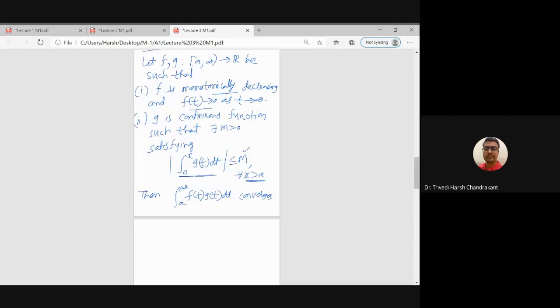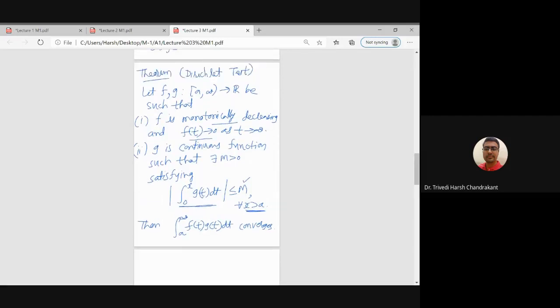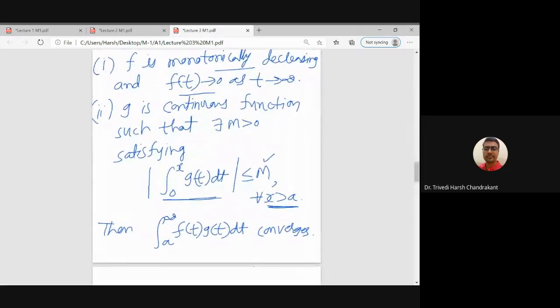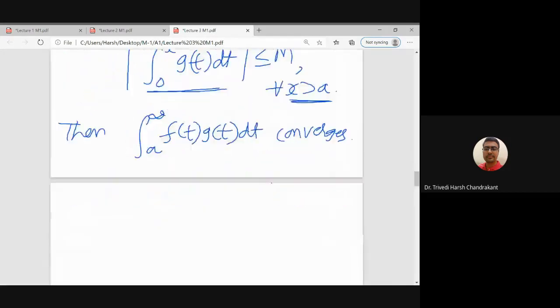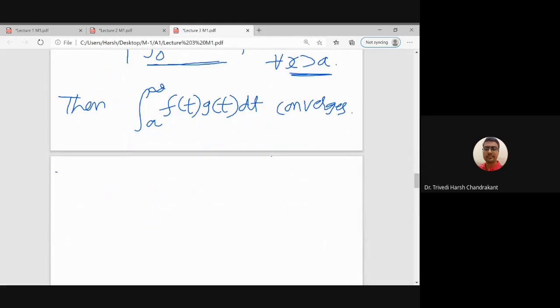So this is the statement of the Dirichlet test, that if we have two functions f and g from a to infinity to R, and one function is monotonically decreasing to zero, and another function's integral is bounded, then the multiplication converges. So let us see where we can apply such a result. So one example you can see.